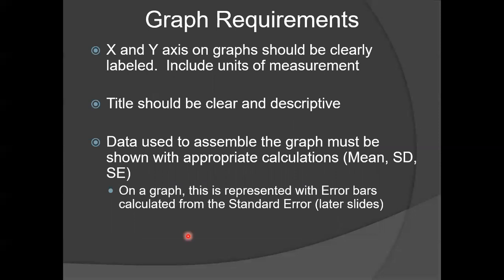Typical graph requirements are that the x and y axes must be clearly labeled, including units of measurement. The title should be clear and descriptive, but not overly long, and the data used to assemble the graph must be shown with appropriate calculations. On a graph, this is typically represented with error bars calculated from the standard error, which we will go over in just a little bit.